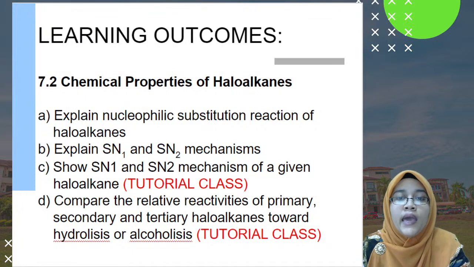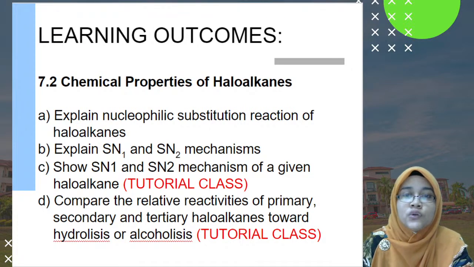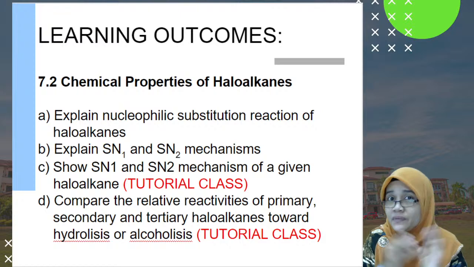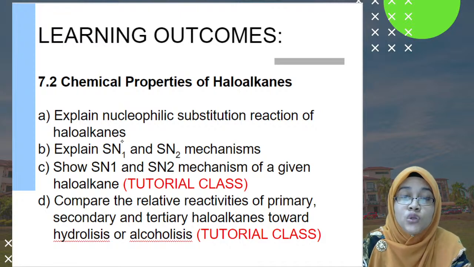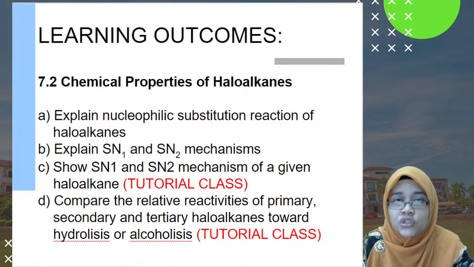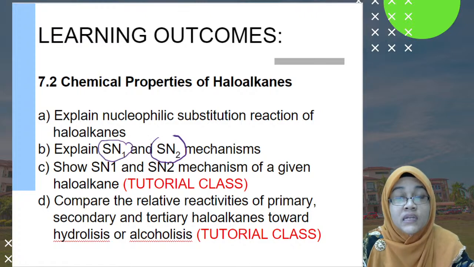Alright? Explain the nucleophilic substitution reaction of haloalkane. In these nucleophilic substitutions, we have a halogen, so this halogen will be substituted with a new nucleophile. Right? So we have two ways of nucleophilic substitution. The first one we call Sn1 and the second is the Sn2 mechanism. Mechanism is the way.